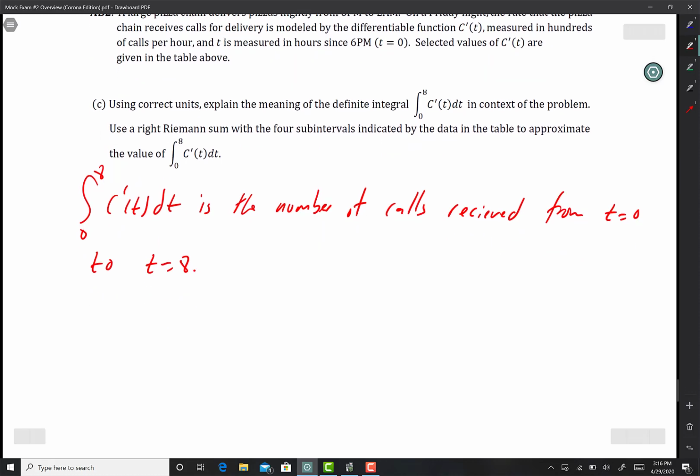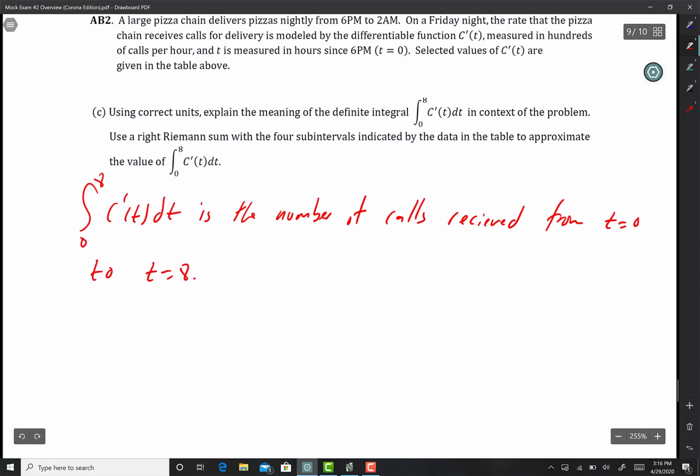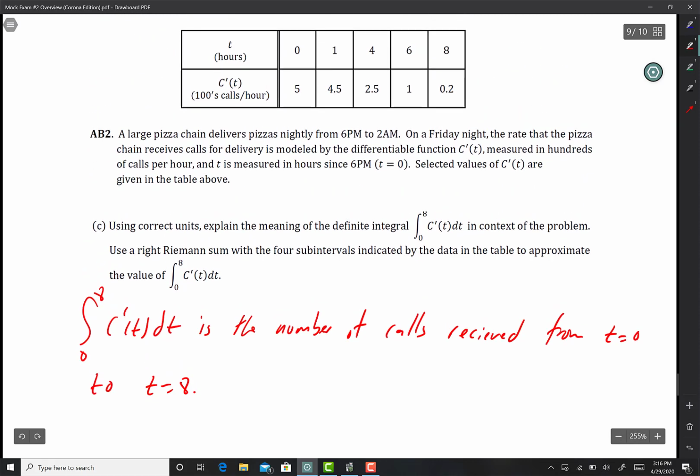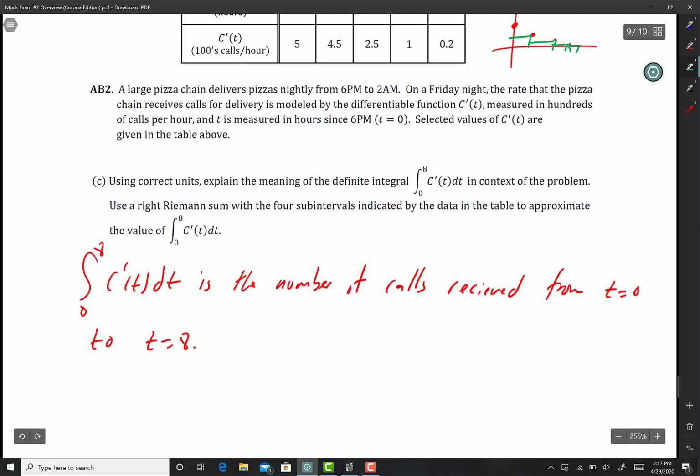Let's see. Use a right Riemann sum with 4 subintervals indicated in the table. Okay, so 4 subintervals. Here's my first, here's my second, here's my third, here's my fourth. You're going to have rectangles, because all you have, guys, if you were to plot this, is 0, 5; 1, 4.5; 4, 2.5; 6, 1; 8, 0.2. So all you're doing is this. Here's your first rectangle, second rectangle, third rectangle, fourth rectangle. Sorry that they're all pretty small. I should have probably made them bigger.